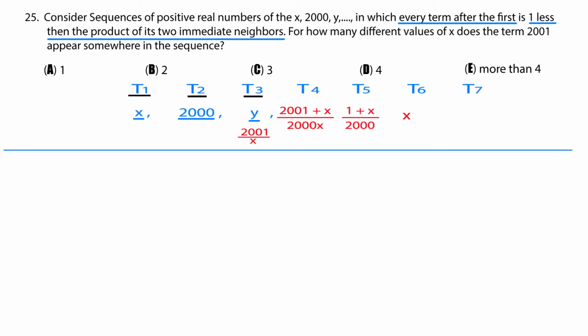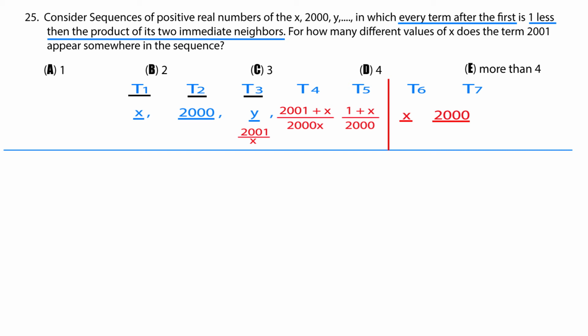Perfect. So we indeed have a pattern. Okay? It's going to repeat. x, 2000, 2000 over x, 2001 plus x over 2000x, 1 plus x over 2000, and then it'll be x, 2000, and it'll just keep on going like that.